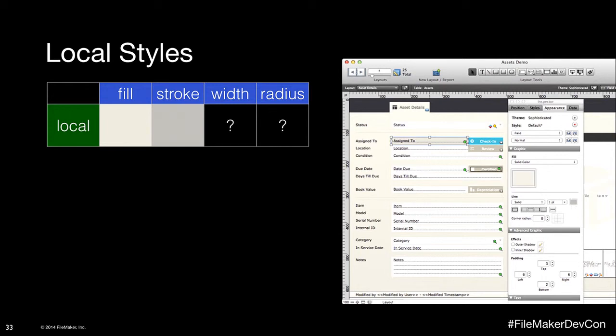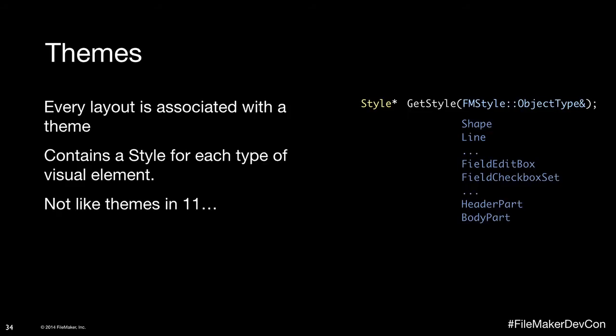So as you can see here, this object has got a fill and stroke locally, but the inspector is telling us about the border width. The border width is 1 point. It has a corner radius. The corner radius is 0. That information has got to come from somewhere. And that's one of the other places the styles live, is themes.